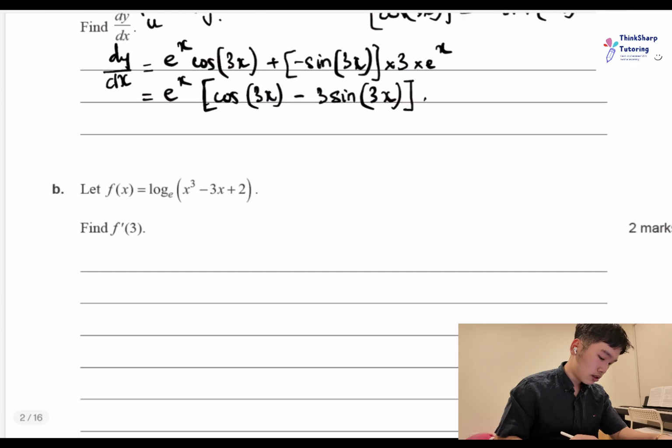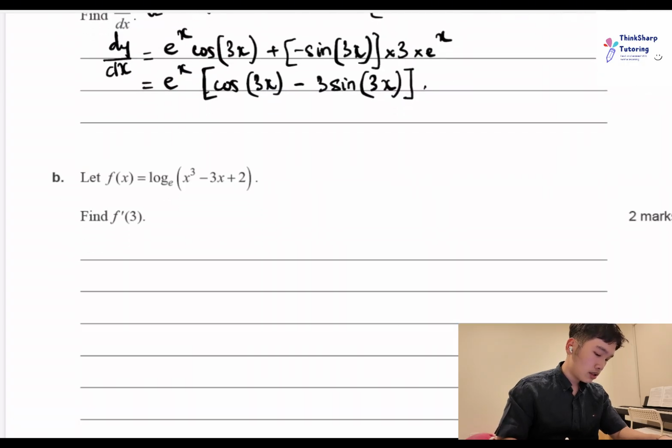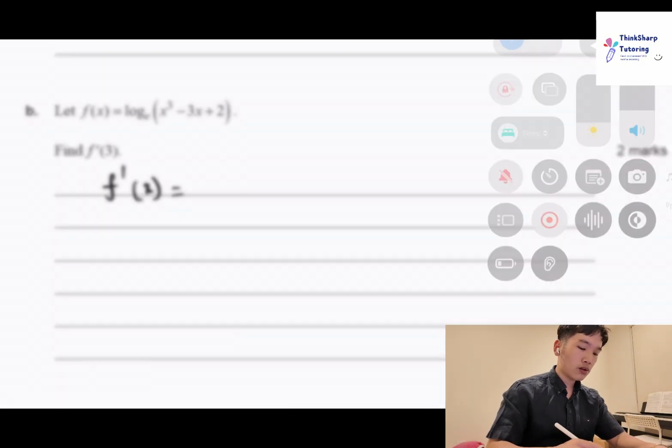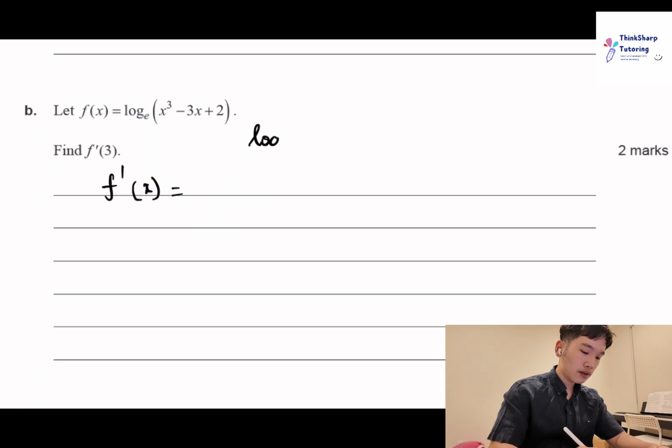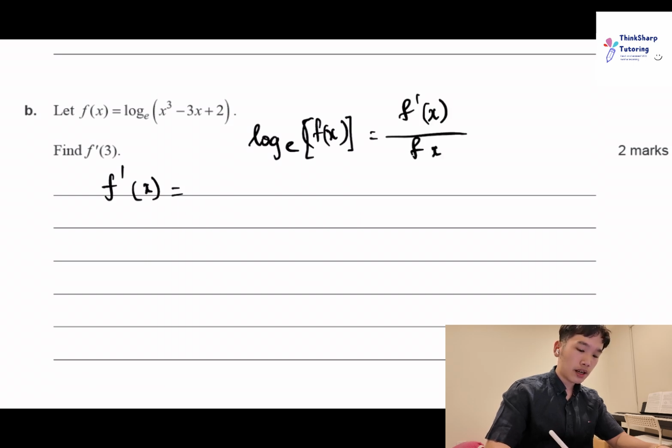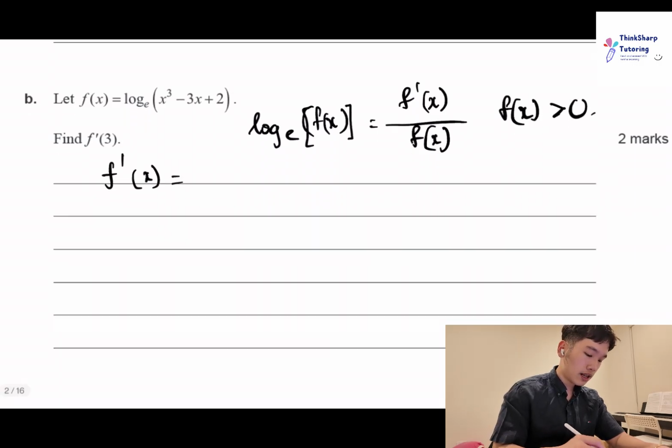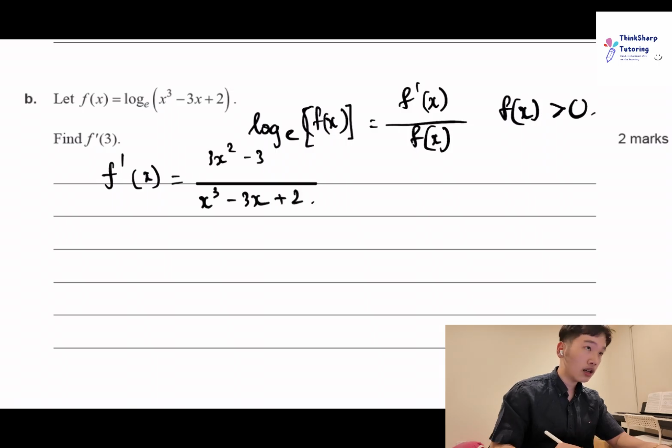All right. Question B, f of x equals log base e of (x cubed minus 3x plus 2). Find f dash of 3. So you know that the diff of log e of f(x) would be f dash x divided by f(x), with f(x) larger than 0. So we have f dash x would be, so diff of that would be 3x squared. Diff of this would be negative 3. Diff of a constant is 0. Then we divide by x cubed minus 3x plus 2, which is our f(x).